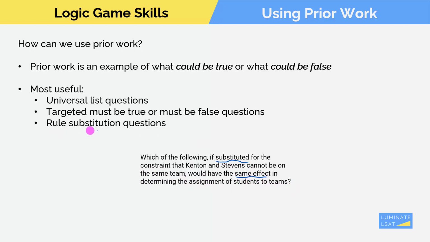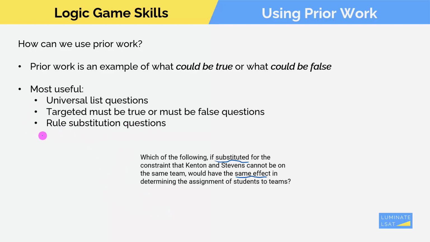Now, I cover rule substitution questions in detail in another lesson, but for now you should know that prior work is useful on these questions because the correct answer to a rule substitution question has to be something that must be true under the original set of rules. If answer choices in your rule substitution question are saying things that don't have to be true, as shown in your prior work, then you can get rid of those answers. And that is a primary strategy that I use to make these questions feel easier.